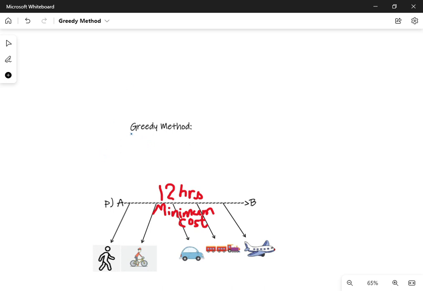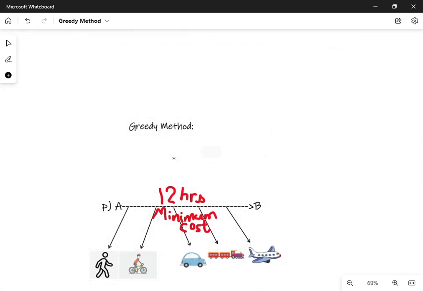So today we are going to discuss the greedy method. What is the greedy method and its algorithm? The greedy method is one of the approaches for solving a problem. It is one of the strategies for solving problems of a similar type. What is the use of the greedy method?